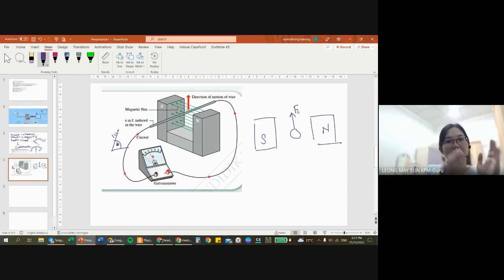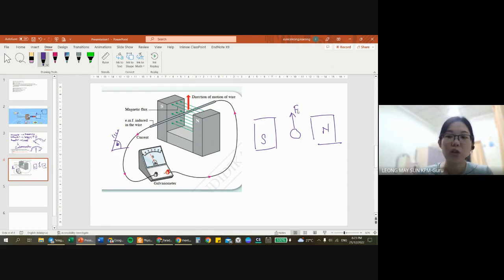For Fleming's left hand rule, the wire, the force, when we use FBI for Fleming's left hand rule, the force is actually what we determine later on. But for induced current, we use Fleming's right hand rule because there's no power supply. Right now, when we use our Fleming's right hand rule, it is the induced current that we are going to determine.